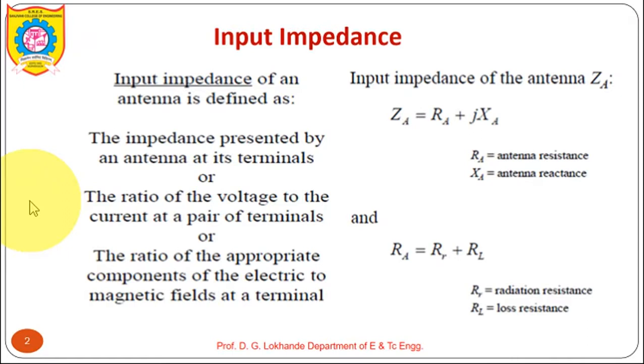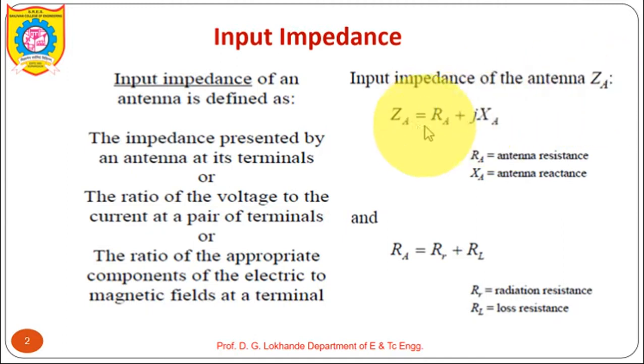Input impedance of an antenna is defined as the impedance presented by an antenna at its terminals, or it is the ratio of the voltage to the current at a pair of terminals, or the ratio of the appropriate component of the electric to magnetic field at the terminals. Now we are primarily interested in the input impedance at a pair of terminals, which are the input terminals of the antenna.